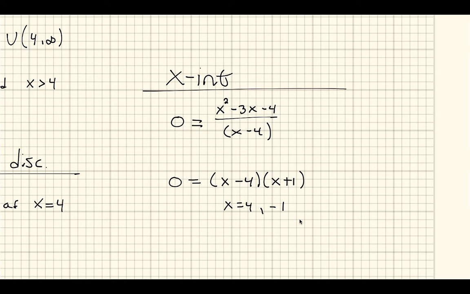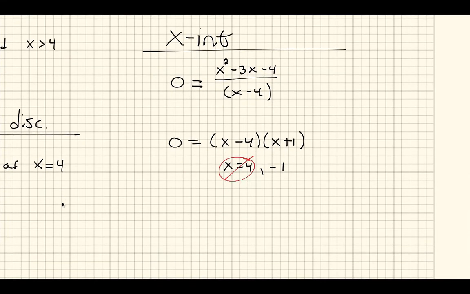Okay. But one of those we already have an issue with because we know it's not continuous here. So we know it's not going to go through this point because we have a point of discontinuity. So we're not going to count that 4. Don't count the 4, but we do have an x-intercept at the point -1, 0. Okay, we have an x-intercept there. That's one of them.